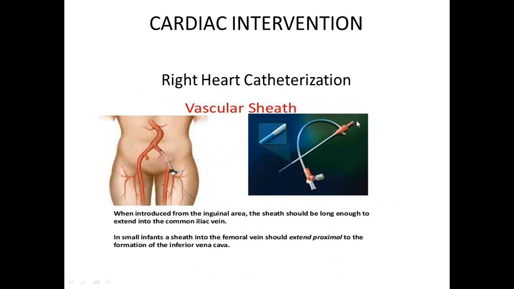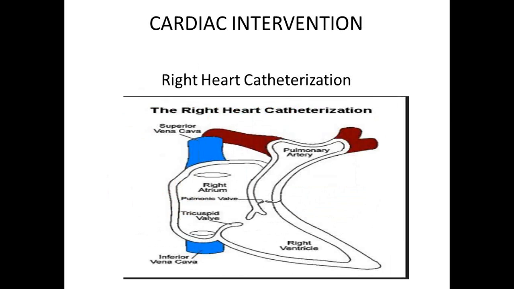Then through your sheath, you can put your Swan-Ganz catheter. You're going to do this under what we call fluoroscopy, so you can see what you're doing. You advance your Swan-Ganz catheter into the venous system straight up to the heart. If you remember your anatomy, the inferior vena cava comes into the right atrium, and the superior vena cava also comes into the right atrium. Then you have your tricuspid valve. You'll move from your right atrium across the tricuspid valve into the right ventricle. You have your pulmonary valve right there, your pulmonary trunk, the right pulmonary artery, and the left pulmonary artery, which goes to the respective lungs. So that is how you do your right heart catheterization.